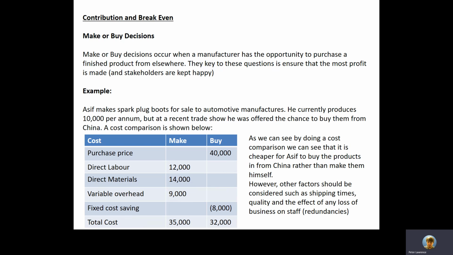Other factors do need to be considered. If he buys them in from China, how long is it going to take to ship them across? And what's the effect of any loss of business on staff? So if he's no longer making them himself, he may have to make people redundant. He also needs to think about the quality of buying them in from China. If he's not in charge of the production anymore, is it going to be as good?